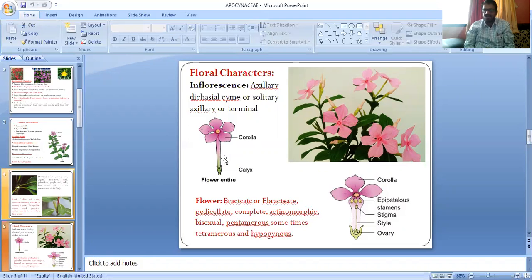Hypogynous flower is nothing but a flower in which ovary is superior. Ovary is at topmost position and all the 3 remaining parts, that is calyx, corolla and androecium, originate from the base of the ovary, and ovary is at topmost position. Such type of ovary is called as superior ovary. And in hypogynous flower, ovary is superior means all the 3 remaining parts originate from the base of the ovary.